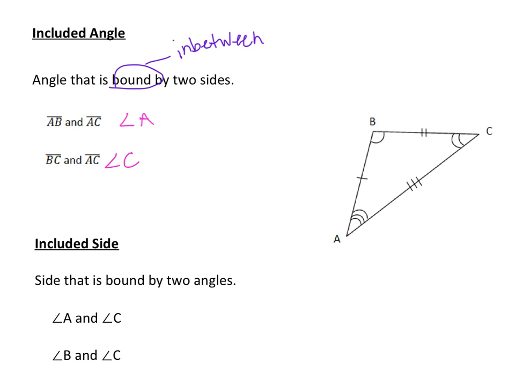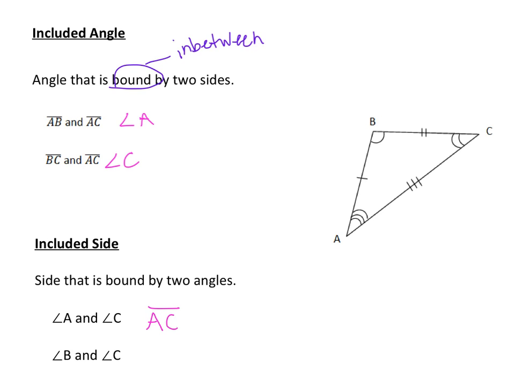So just like included angle, you can also have included sides. An included side is a side that is bound by two angles or is in between two angles. So this first one, you got angle A and angle C. So what is the included side in between those two angles? Well, it's going to be the side that connects the two angles. So that's going to be side AC.